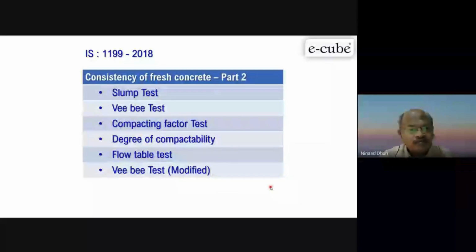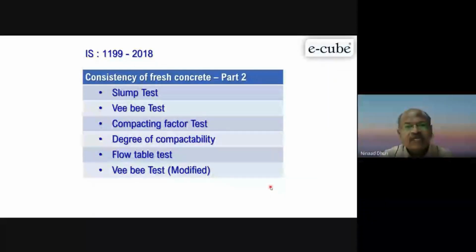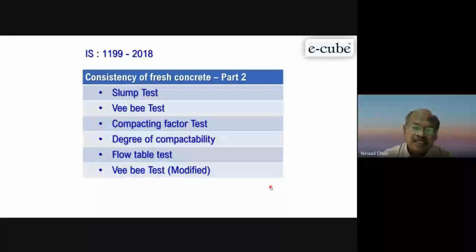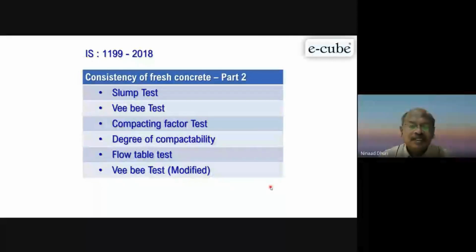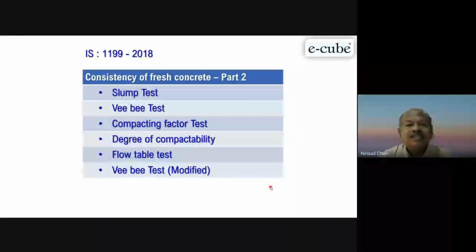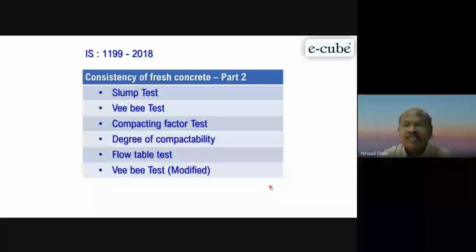Now part 2, we talk about the slump test, VB test, compacting factor test, degree of compactability, flow table test, and modified VB test. Now the very popular test, you can say, is the slump test, and it is very easy to perform at site.